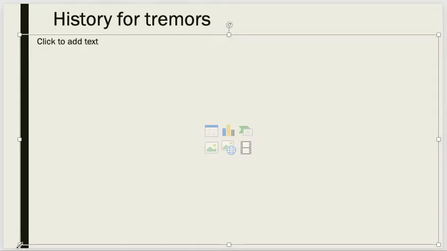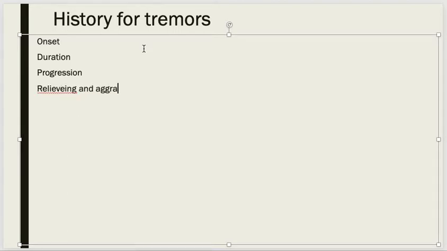But whenever we are dealing with anything, of course, the first thing is we ask about the onset, when the condition started, the duration, for how long, and the progression, either it's becoming worse or better. Then relieving and aggravating factors, and associated symptoms.